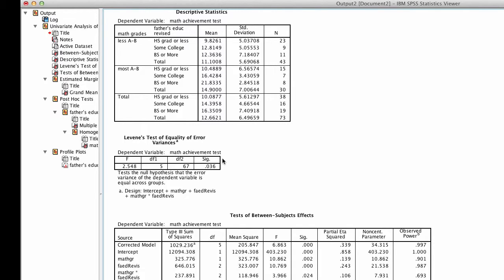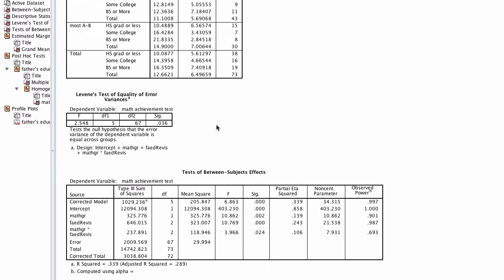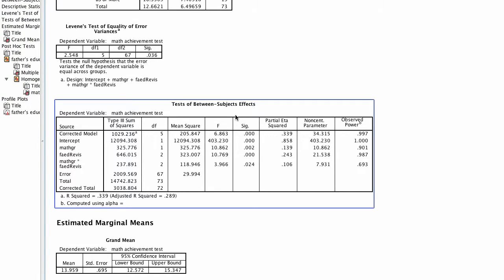We'll have to discuss in class how we might handle this violation, because we see that our variances among groups are significantly different, and that's what this Levene's test shows us. Then we can see in our tests of between-subjects effects that our math grade factor is significant. We have our Father's Ed revised factor, and it's significant. But most importantly, we have the math grade by Father's Education levels interaction, which is also significant.